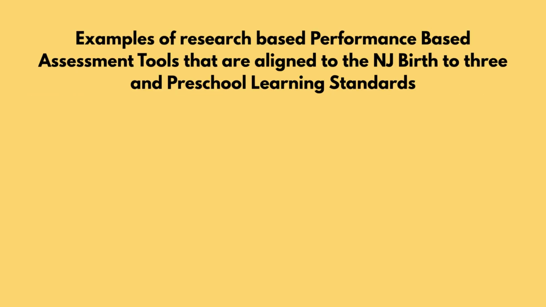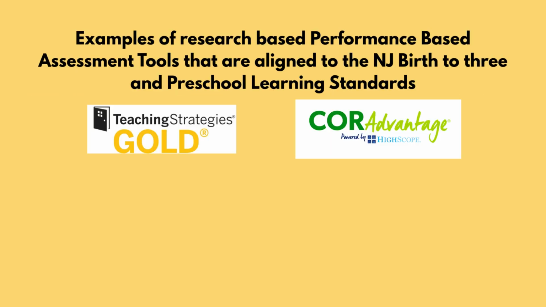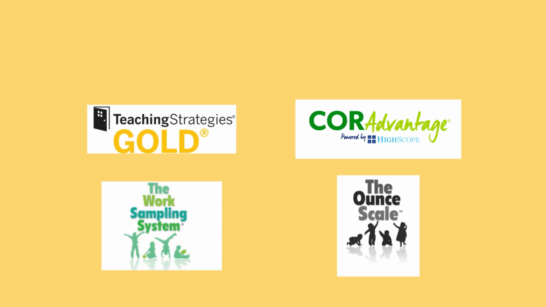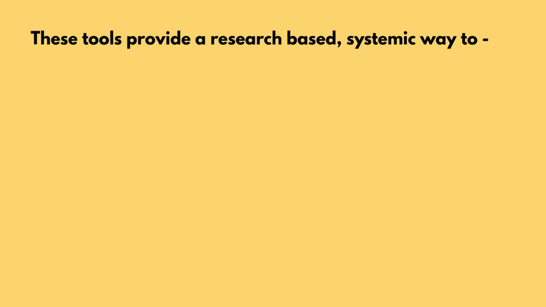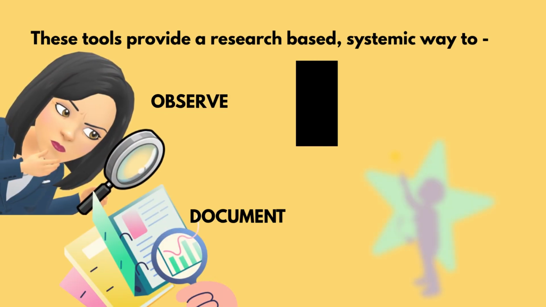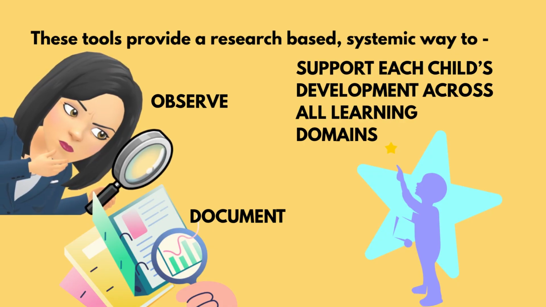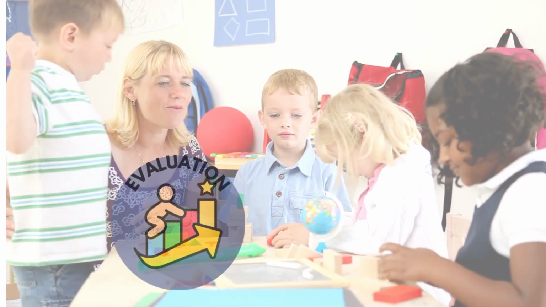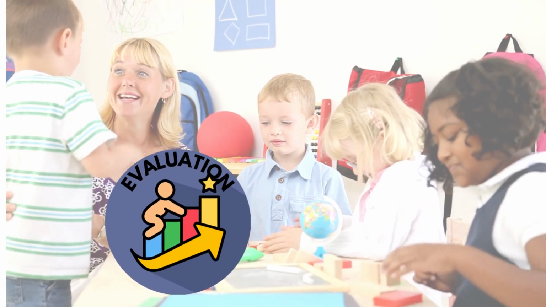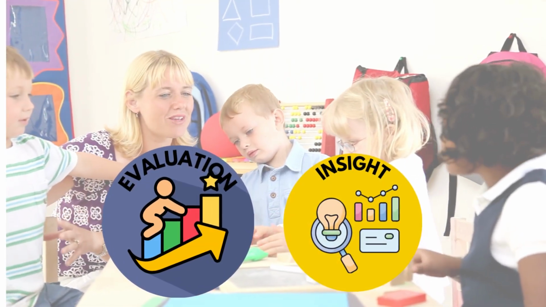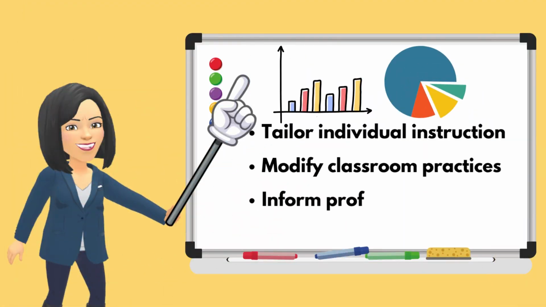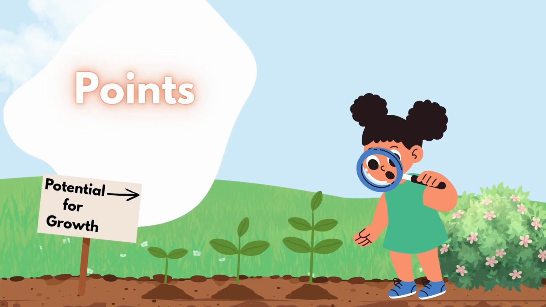Using a performance-based assessment tool like Teaching Strategies Gold, HighScope Core, or another of your choosing is beneficial for early childhood programs because it provides a research-based, systemic way to observe, document, and support each child's development across all learning domains. By adopting a PBA system, programs can systemically evaluate children's abilities and progress in a practical context, providing valuable insights into their development. The data collected from these assessments should be used to tailor individual instruction, modify classroom practices, and inform professional development plans.